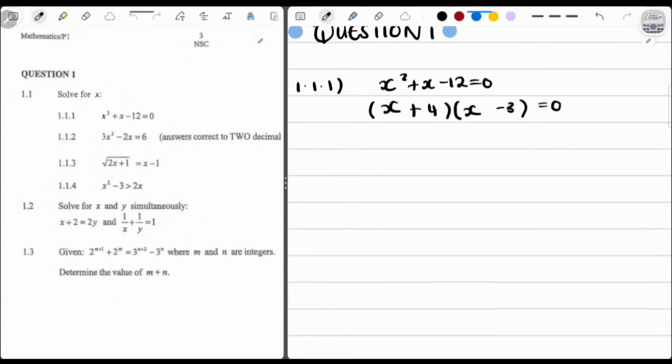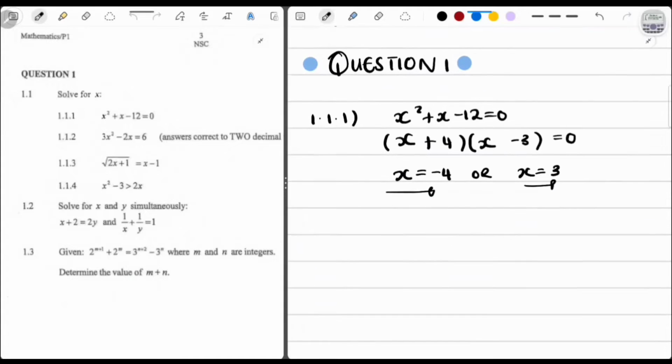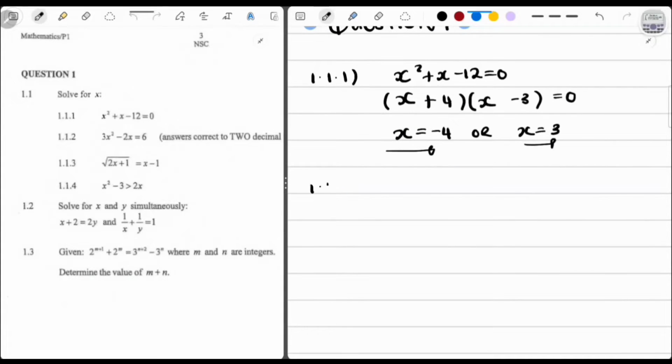And then we're just going to finally say that x is therefore equal to, we're taking the positive 4 over the equal to sign and it becomes a negative 4. Or x is equal to, we're taking that over and it becomes a positive 3. So those are the solutions. Okay, moving on to the next question.